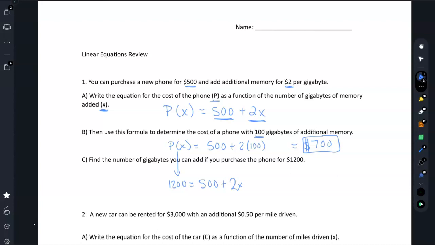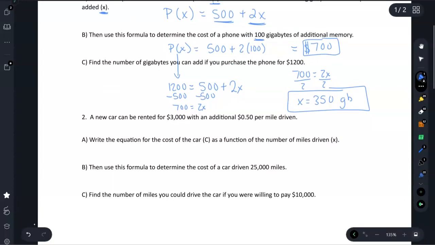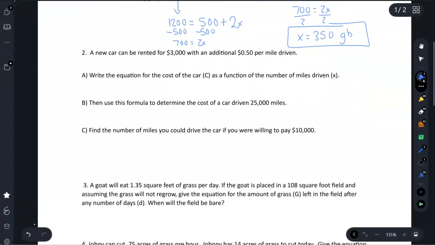Now I want to solve for that X by subtracting 500. And I have 700 equals 2X. I'm going to write that over here on the side. To solve for X, I divide by 2. And I get X equals 350. And that would be 350 gigabytes, right? So I get an additional 350 gigabytes if I'm willing to spend $1,200 on the phone. So I've done number 1. Number 2 should be very similar to that.